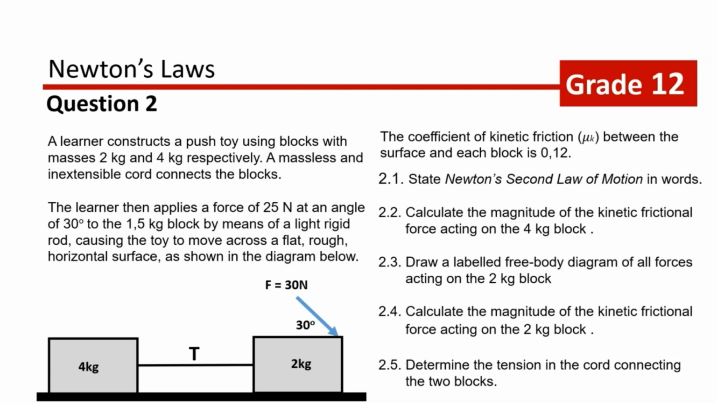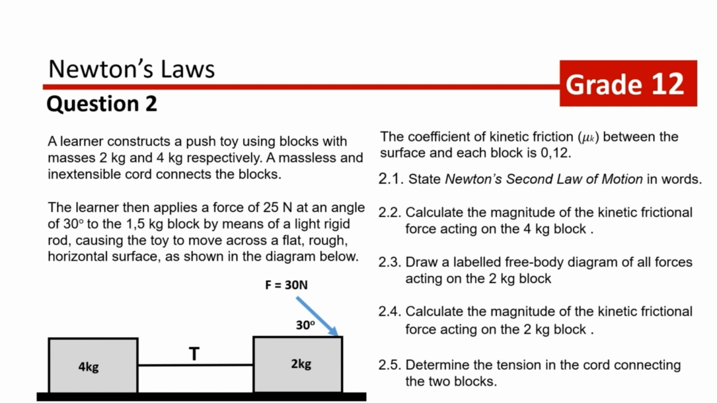Question number 2 says a learner constructs a push toy with blocks. One of them is 4 kilograms, the other 2 kilograms as shown in the diagram. And there is a rope connecting those 2 blocks. And there is tension between the 2 ropes, which is labeled T. And the applied force is 30 newtons at an angle 30 degrees. And the coefficient of kinetic friction between the surface and each block is 0.12. Sorry, 0.12.